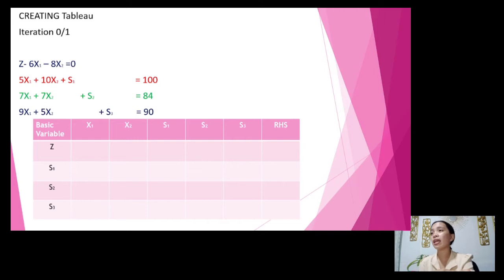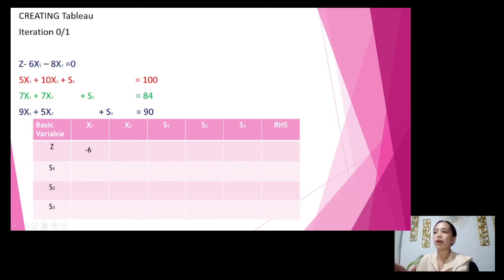So next, we will be creating a tableau. Iteration 0, 1. It's up to you which iteration numbering you will use, so you can use 1 and 2 or 0 and 1. So let's proceed to creating our tableau. Z minus 6x sub 1 minus 8x sub 2 equals 0, and we will write our constraints here. We will just put these values into our tableau. So this is negative 6 from here.